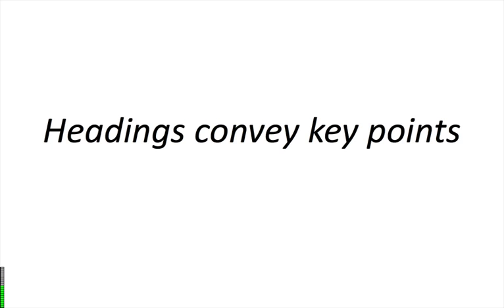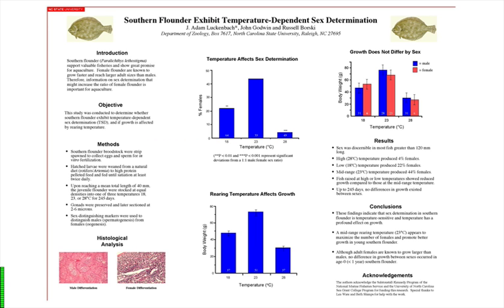Headings are also used to convey key points. That was actually the intent in the Greenway poster, although it didn't quite work. Now, there are other ways and places that you can do this. Let's go back to some of our other examples. In the Flounder poster, which you've seen already, Adam and his colleagues, as we discussed, used a results-oriented title that makes what they did very clear.